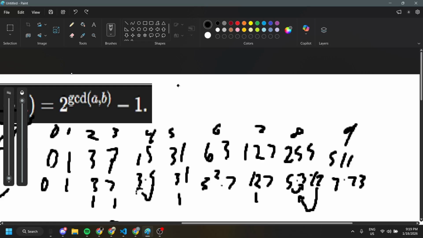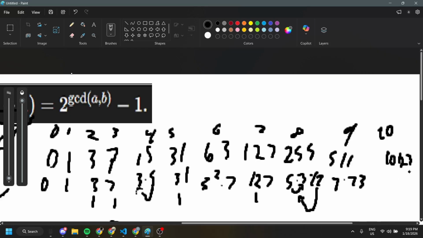512, what's next? 1028? No, 1024. 1024 minus 1 is a multiple of 3. We get 1024, or 1023 I should be writing. 1023.